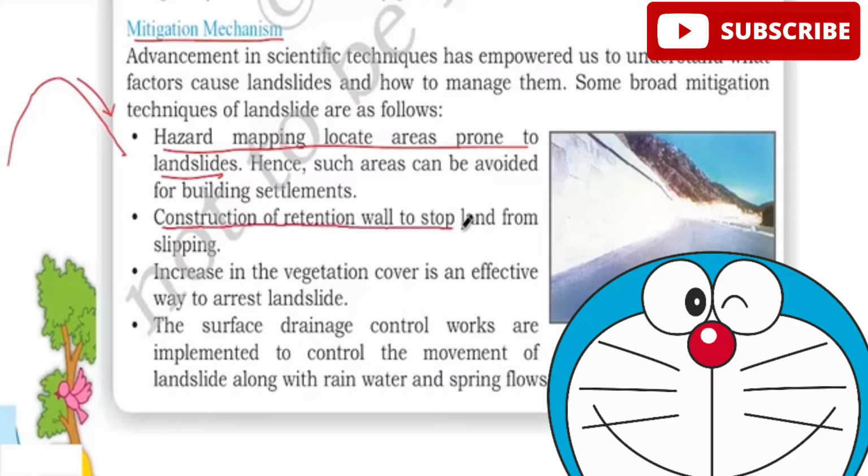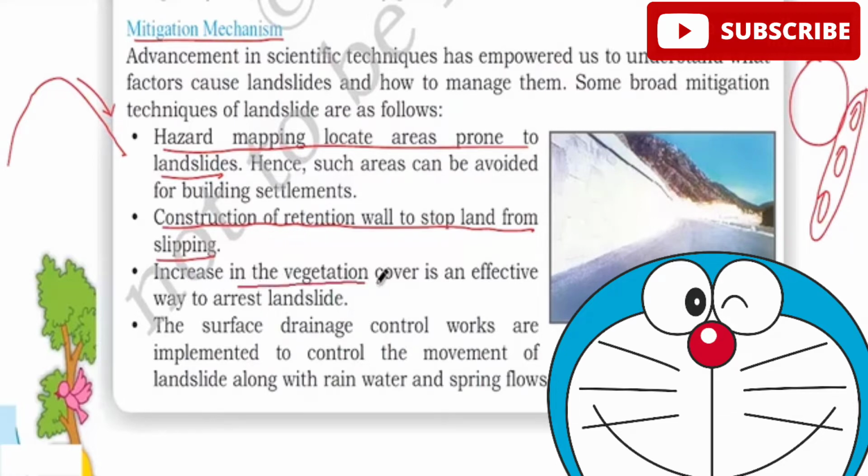Construction of retention wall to stop land from slipping. For example, when you have big boulders and all, just try to ensure that you have rocks kept below them. That is, if you have a boulder, have rocks below them in such a way that even if the rock comes down, these rock structures will prevent the bigger rocks from falling. So this is called as retention wall.